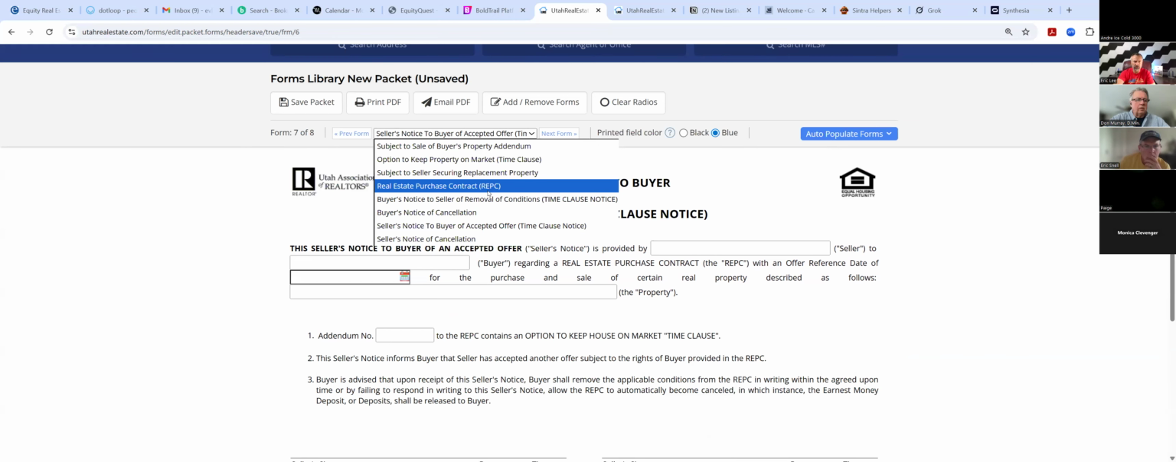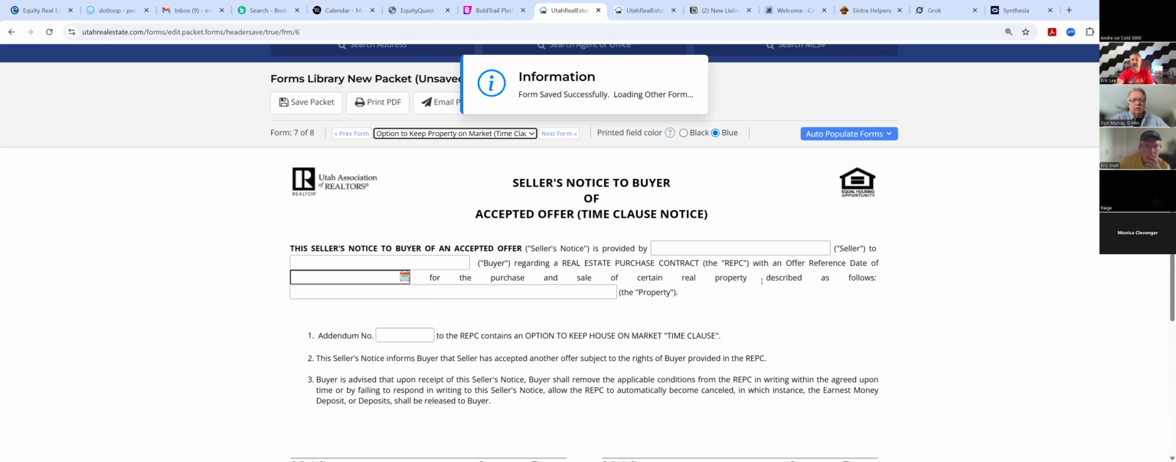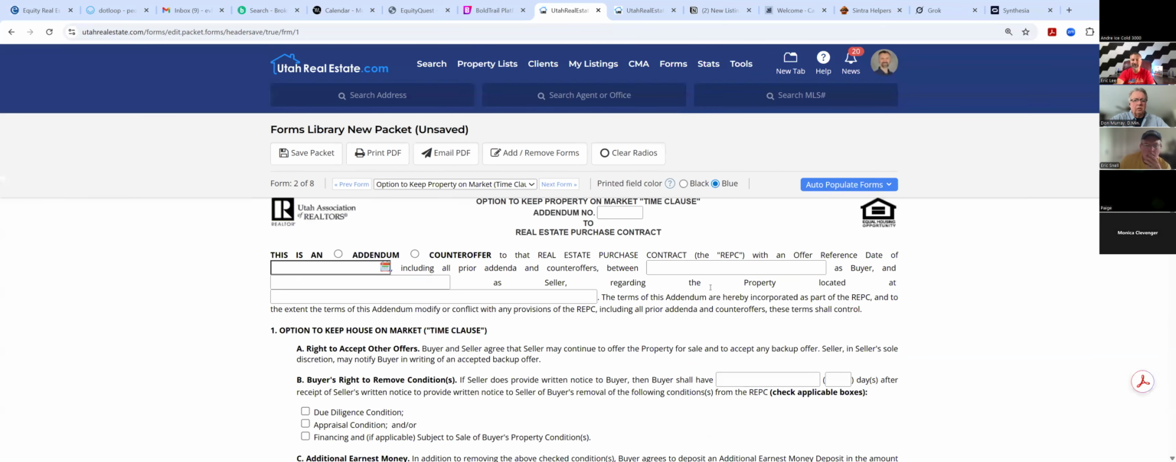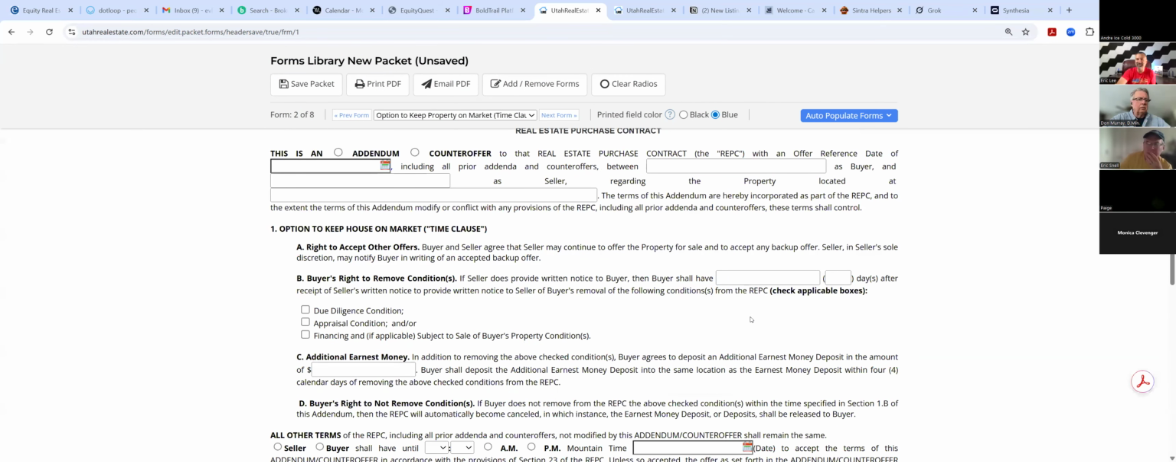So let's go back to our option to keep house on market time clause. So we go back to here. We have a right to accept other offers. Maybe we've gotten 3 offers, 2 of them really sucked, so it didn't really trigger this for us. The third one we like. And we say, okay, this one we like, so we're going to provide this notice. So the seller is now providing written notice to the buyer, and we're going to give them 3 days, and we just saw that written notice saying, hey, we're giving you notice now.